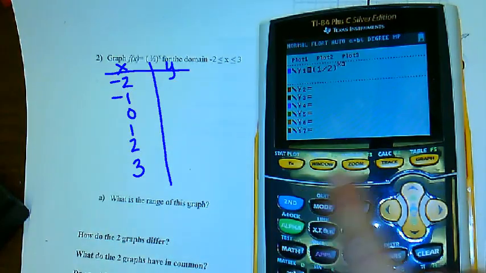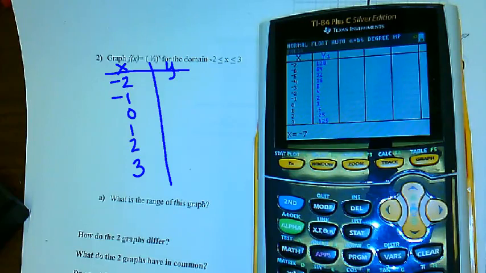Okay, go to your table and copy down the numbers. So we start at -2, so I see that it is 4, 2, 1, 0.5, 0.25, and 0.125.